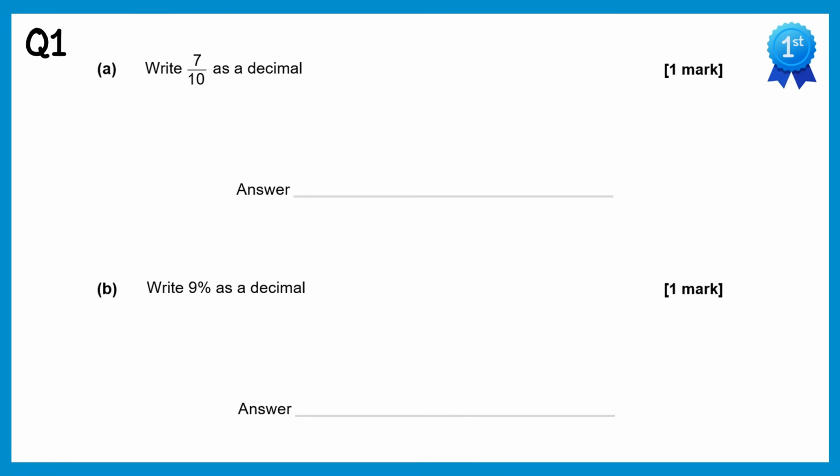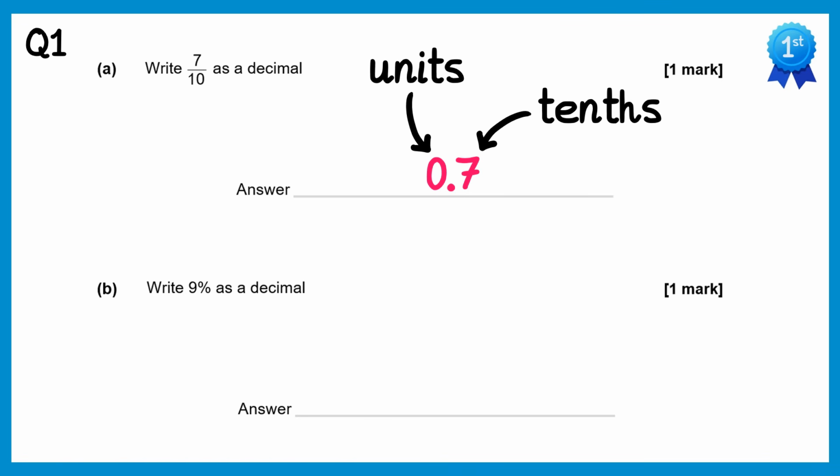In this first question we're asked to write 7/10 as a decimal. The answer is 0.7. If you remember, the 0 here is in the units column, and this 7 here is in the tenths column, so it makes sense that this is 7/10.